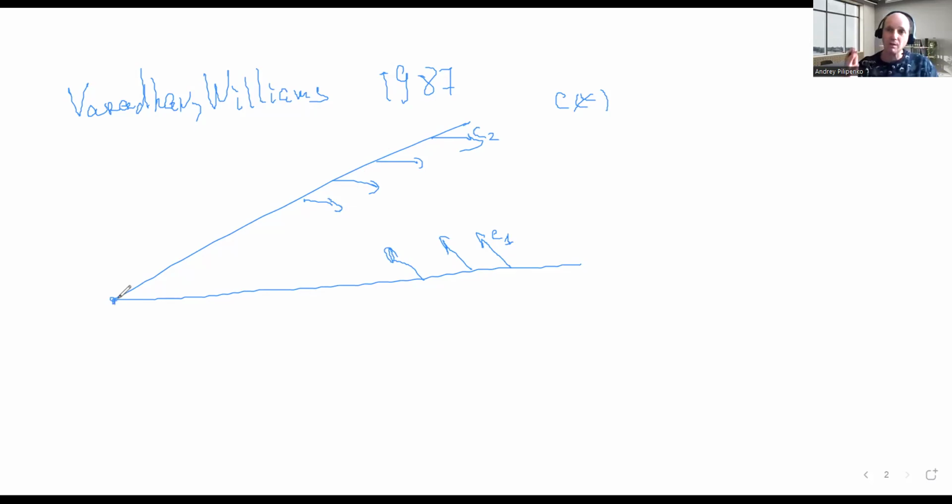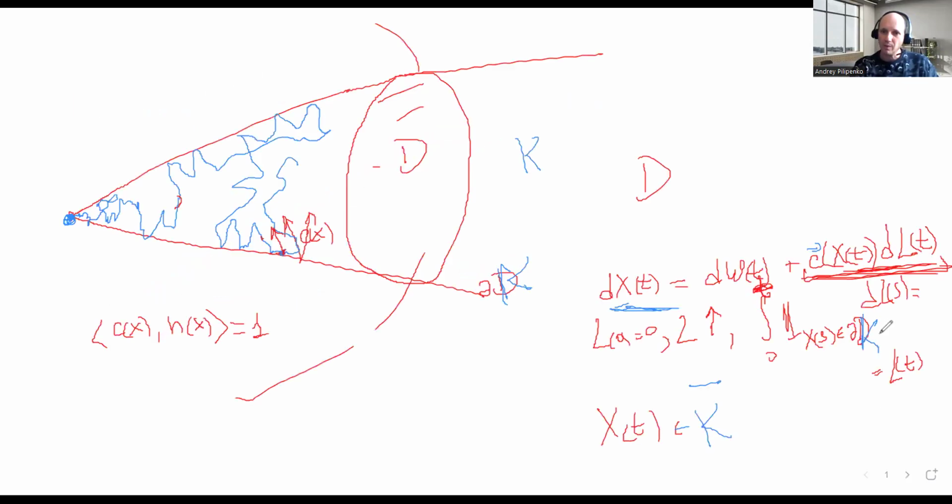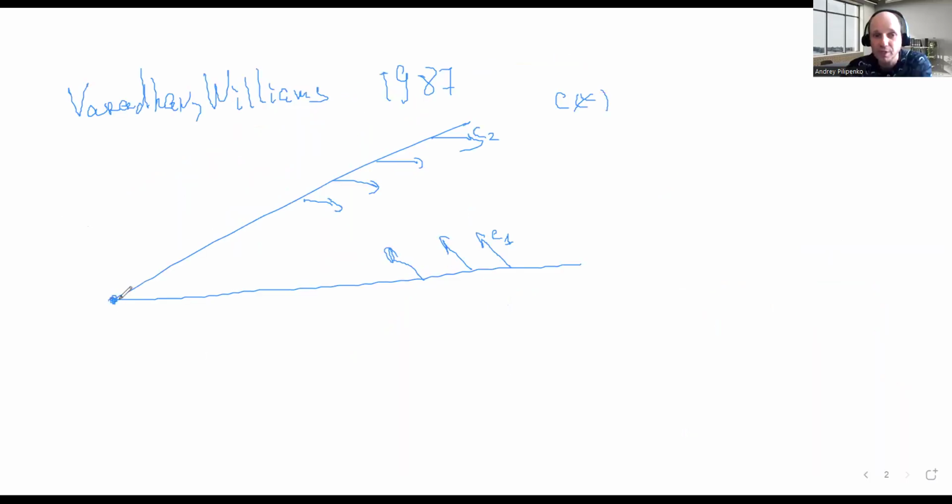And they found a necessary and sufficient condition that ensures that the vertex is reached by the reflected Brownian motion. Moreover, they found a necessary and sufficient condition for the existence of a strong Markov process that behaves like this diffusion everywhere outside of zero, and spends zero time at zero.